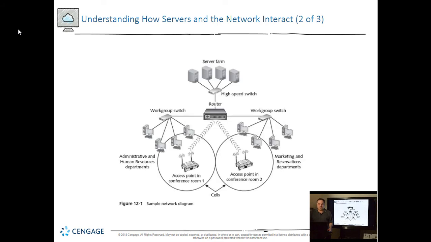And this is what one of those diagrams could look like. So we've got our server farm, we've got our router right in the middle, sort of the hub of where everything connects. We've got switches connected to the router, wireless access points. So this is just an example of one type of network, and this is what we call a high-level view of a network. This is something that doesn't necessarily give you a lot of details.